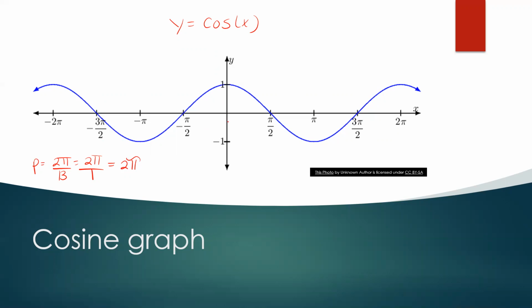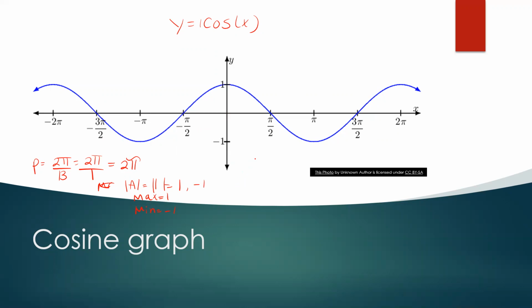And then what else do we know? Let's see, what's my max and min? Our amplitude is the absolute value of 1, because there's an invisible 1 in front of that cosine. So what that means is our max is at 1, and our min is at -1, right? That's all it means. And we don't have a vertical shift, right? This is just a regular cosine graph.